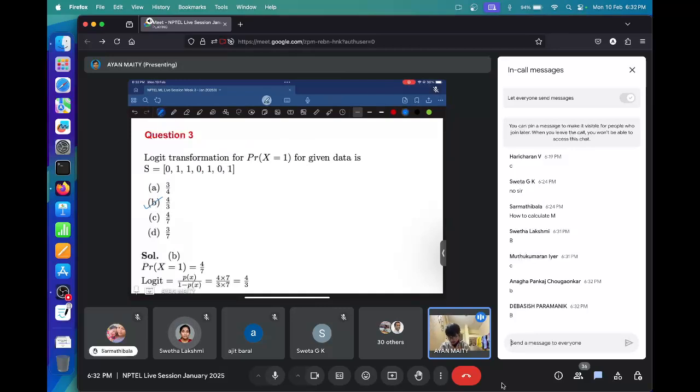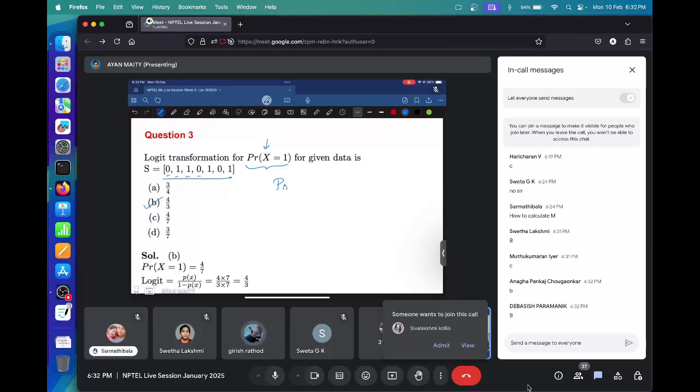So to compute this, first you have to compute the probability of x from this dataset. This is a small dataset S, and this variable x takes these different values 0, 1, 1, 0. So the probability of x equals 1.